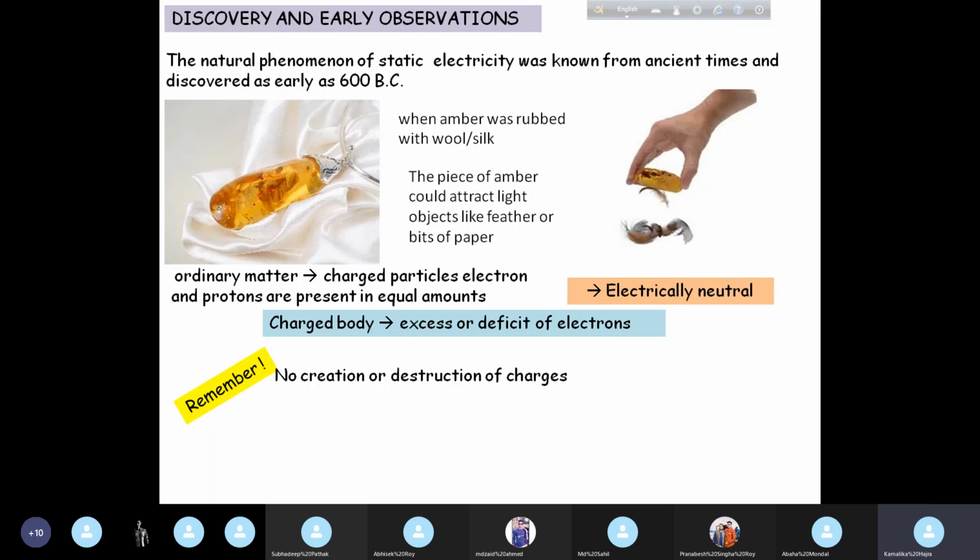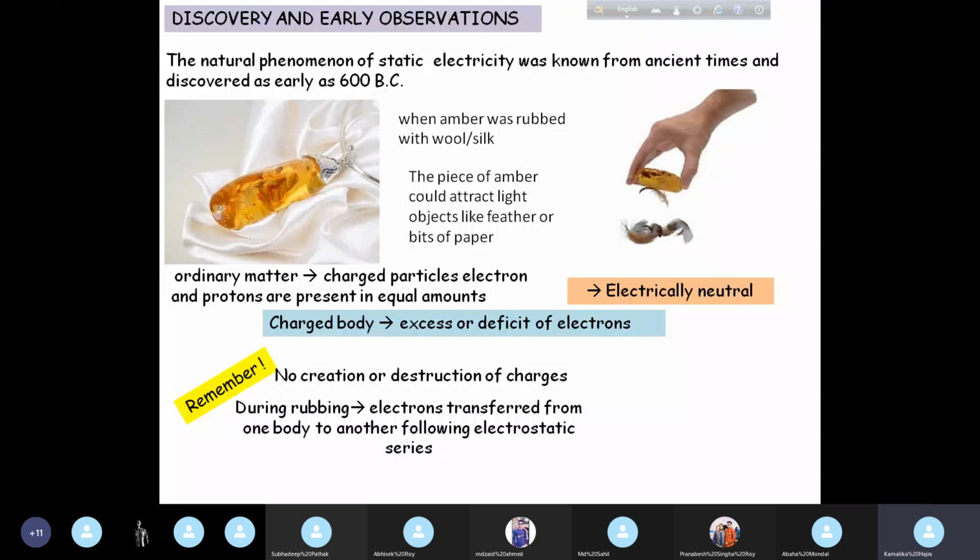But we must remember that in this phenomenon where frictional electrification is occurring, there is no creation or destruction of charges. During rubbing, electrons are just transferred from one body to another following the electrostatic series. Now, what is the electrostatic series? I have not given the electrostatic series here because it is not very important, but just for your information, this is a series where the materials are listed in order.